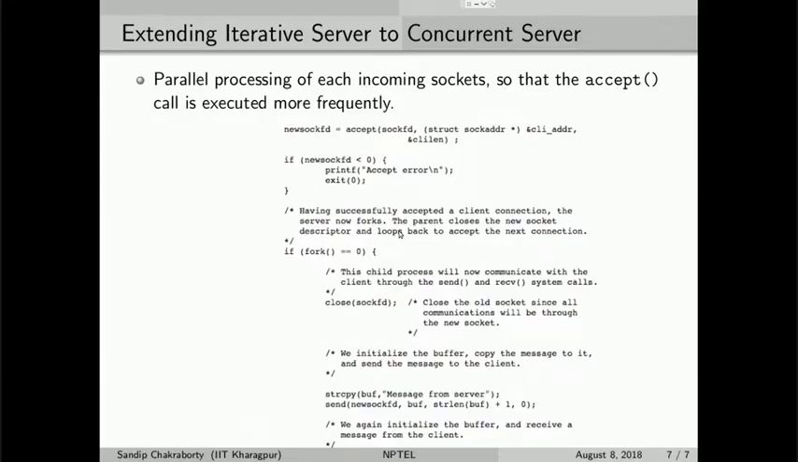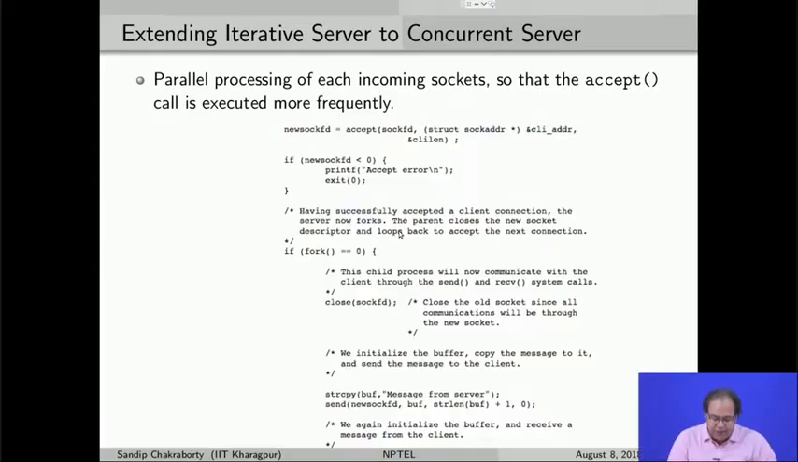So, whenever you make this fork system call, if it returns 0, that means you are inside the child process. Now, this child process closes the original socket, the server socket, and it will use the new sock FD that you got to send and receive data.